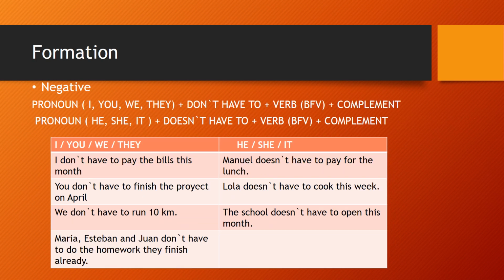Now we're gonna go with the negative formation. As always, we're gonna start with the pronoun. If you choose a third person pronoun, you're gonna be writing doesn't have to. If you don't choose a third person pronoun, you're gonna be using don't have to. Plus the verb in the base form, plus a complement.